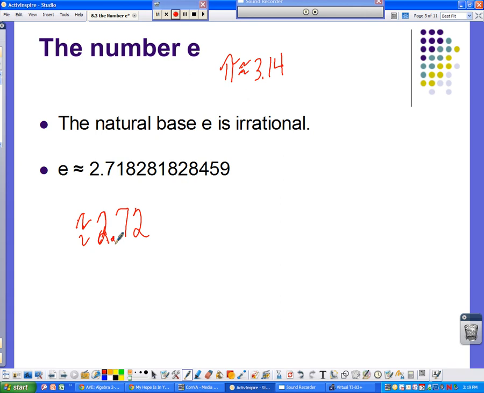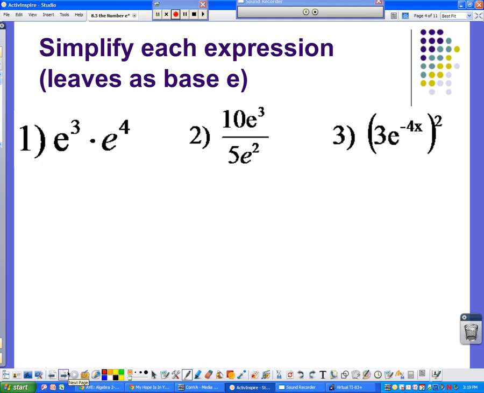But let's take a look at what if I said simplify the expression, and we're going to leave it as an e base. So you're going to treat e just like you would a variable, just like we did in those first few problems in the warm-up. So when we have e to the 3rd times e to the 4th, it can give us a value because e is approximately 2.72. But in this case, remember, we're just going to add our exponents, and we're going to leave it in terms of e. So we would have e to the 7th.